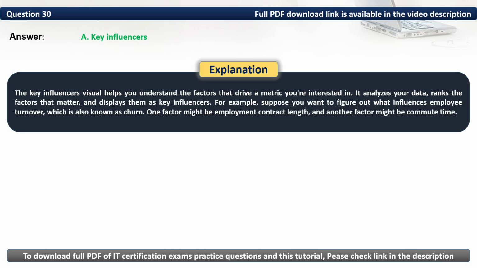The key influencer visual helps you understand the factors that drive a metric you are interested in. It analyzes your data, ranks the factors that matter, and displays them as key influencers. For example, suppose you want to figure out what influences employee turnover, which is also known as churn. One factor might be employment contract length, and another factor might be commute time.